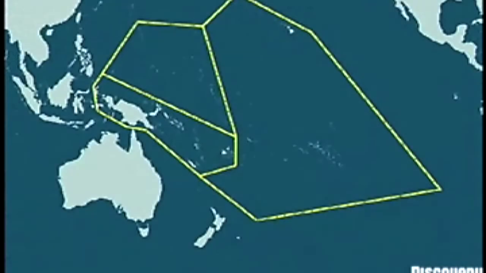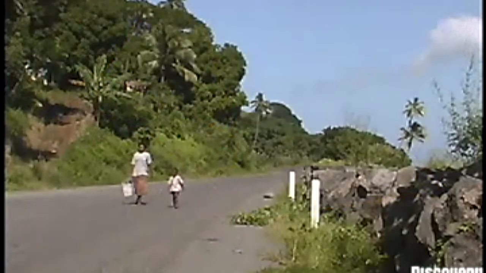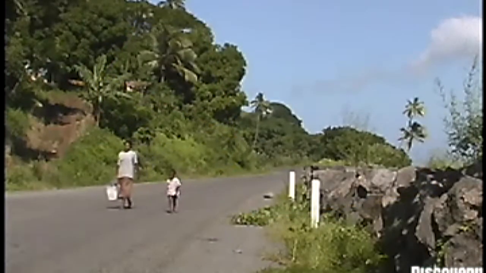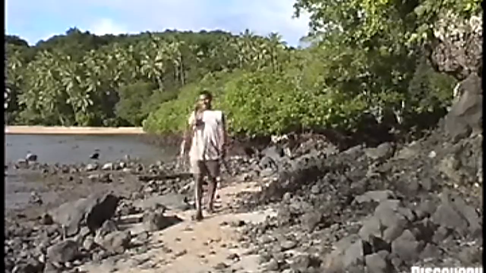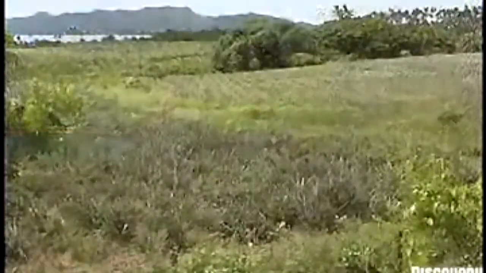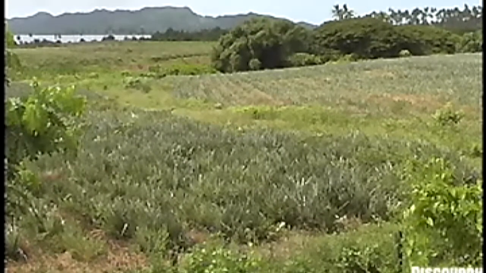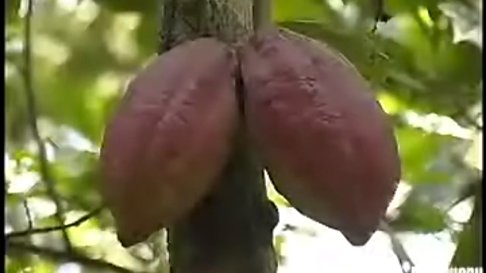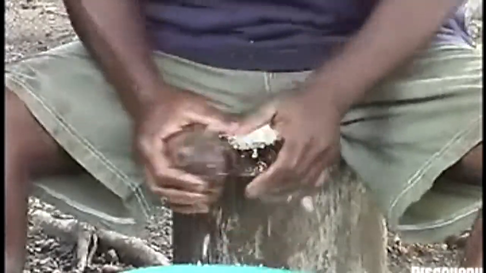Geographers group the islands of Oceania into three main regions: Melanesia, Micronesia, and Polynesia. Melanesia, which includes the country of Papua New Guinea, has by far the greatest land area and largest population. Fertile soils along Melanesian coastlines can be used to produce export crops such as sugarcane, cacao from which chocolate is made, and copra or dried coconut meat.